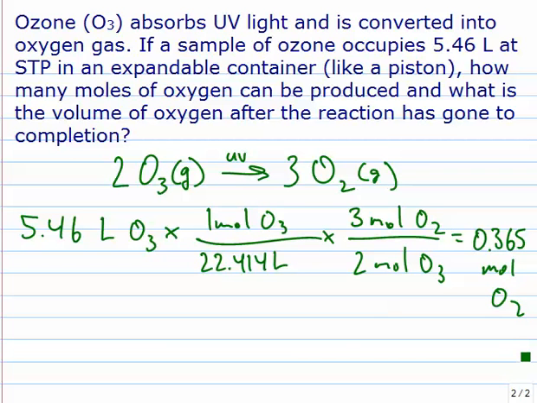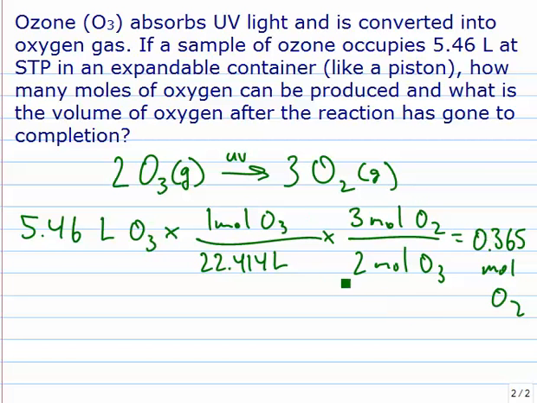Okay, now as we are converting between ozone to oxygen, we're producing more moles of gas. So initially we had some number of moles. As we convert that to oxygen, the number of moles increases. So if we're in an expandable container, such as a piston or a balloon, this container is going to expand. The volume will get larger, and so we can calculate the standard molar volume.